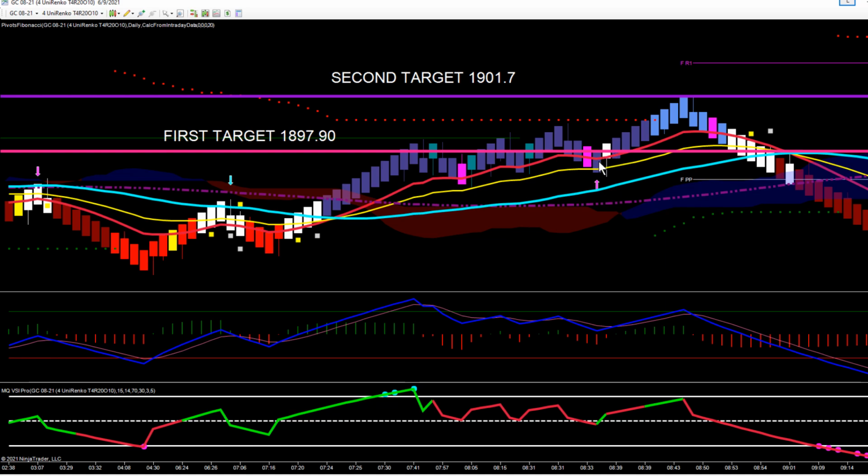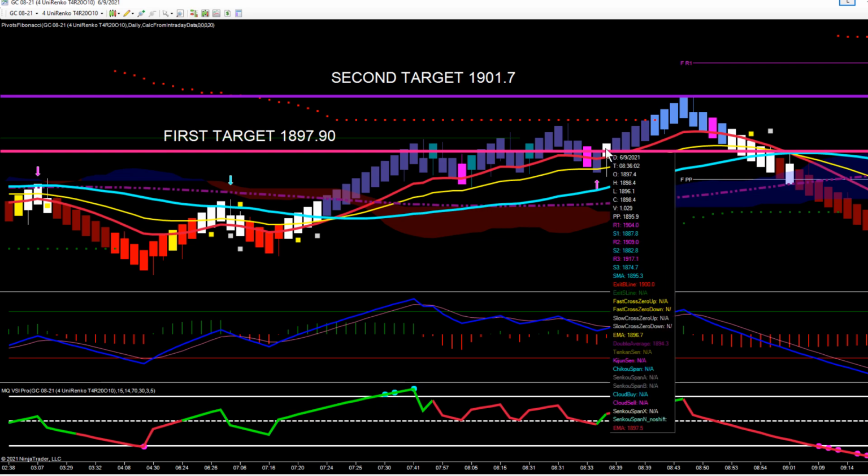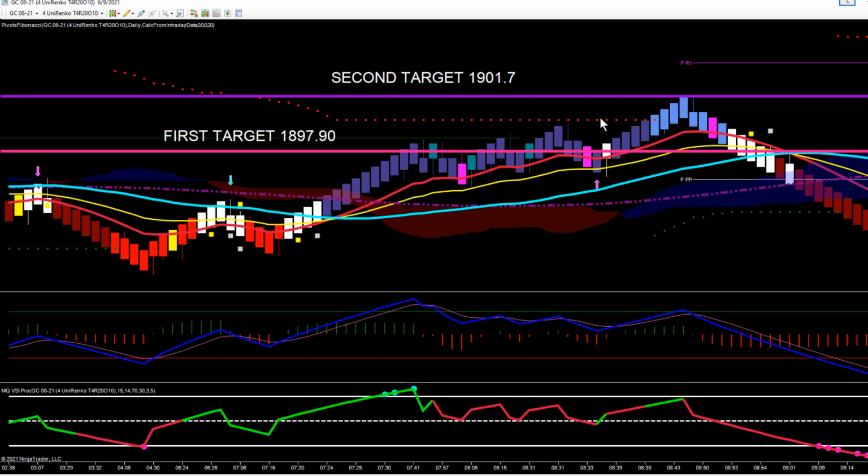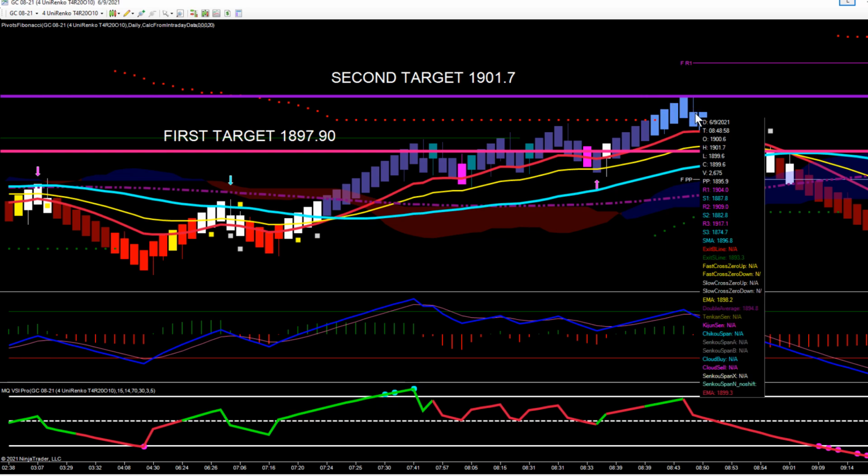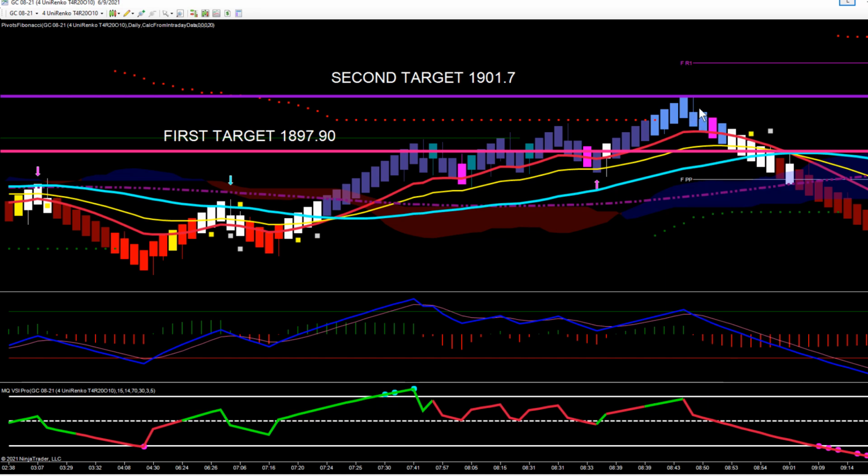So we had our wick off the 34 right there with a fast line zero touch that triggered in at 1898.50. Our initial target was up here at 1901.70, which ended up being to the tick. The high of 1901.70 ended up being our high of the day so far anyways. And we usually look to take profits a tick or two below that upside target.